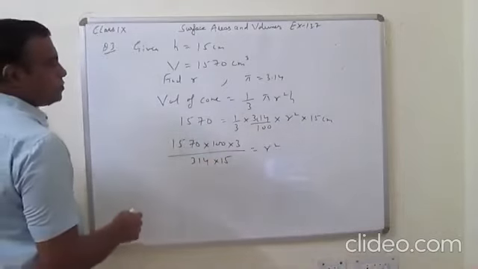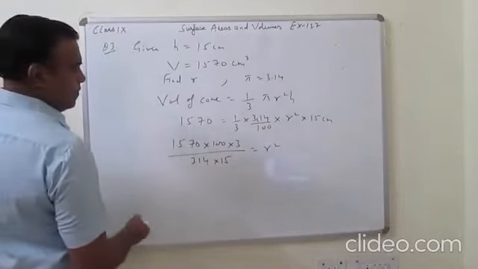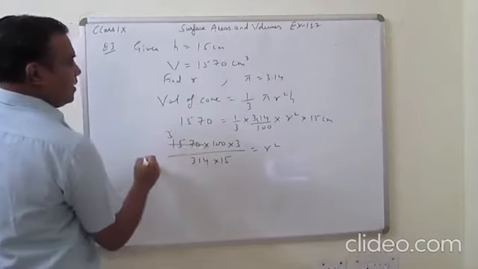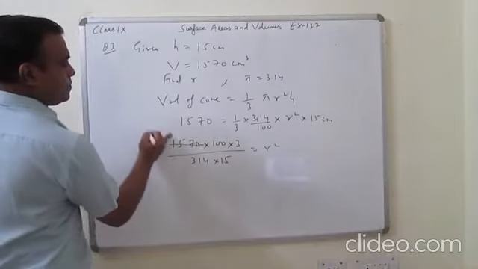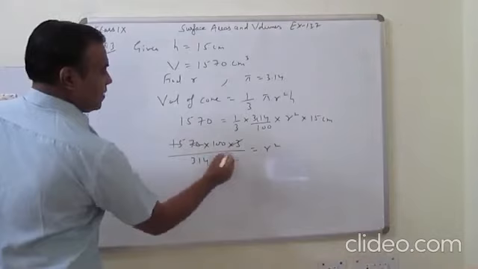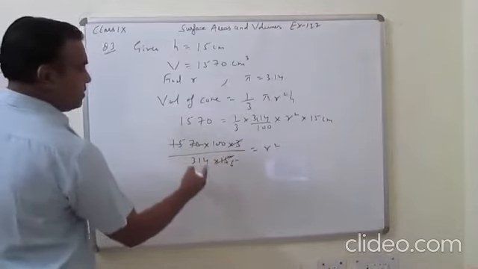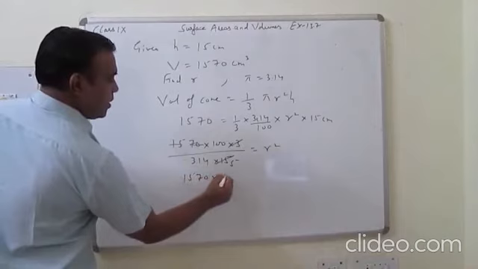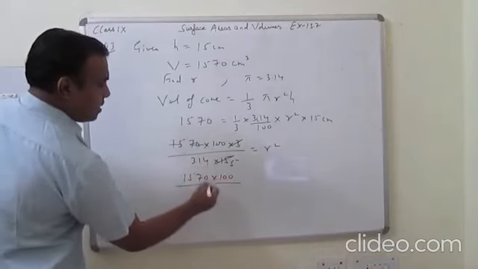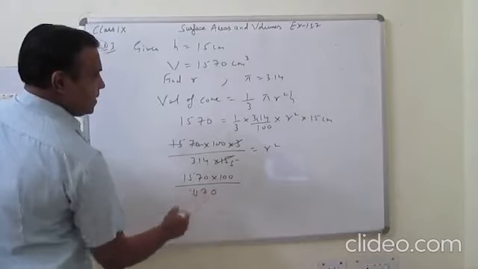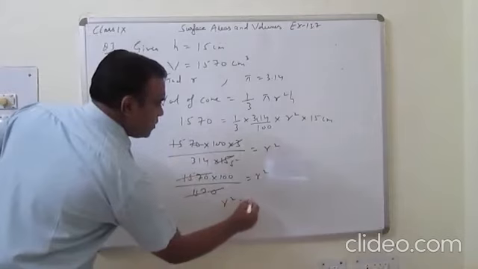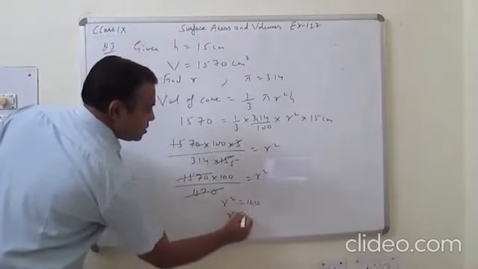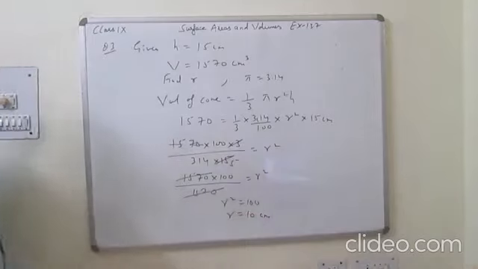So what you do? You cut with 5, है ना? 5 3s are 15. Either you cut it with 5, 3 5s are 15. And if you multiplied it, 1570 into 100 upon, इसको multiply करेंगे तो क्या आ जाएगा? 1570 आ जाएगा is equal to r square. This will cut. So r square is equal to 100 and r is equal to 10 centimeter. So radius of cone is 10 centimeter.